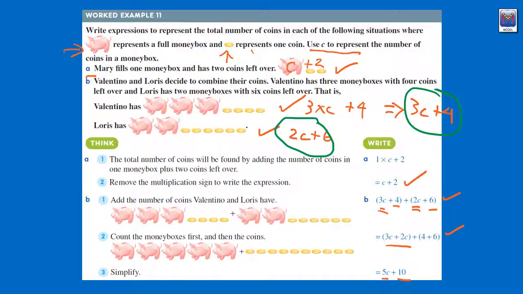5C plus 10. Well, another way of thinking about it is you've got 1, 2, 3, 4, 5 money boxes. That's my 5C. And then 1, 2, 3, 4 plus this 6 makes the 10 down there.